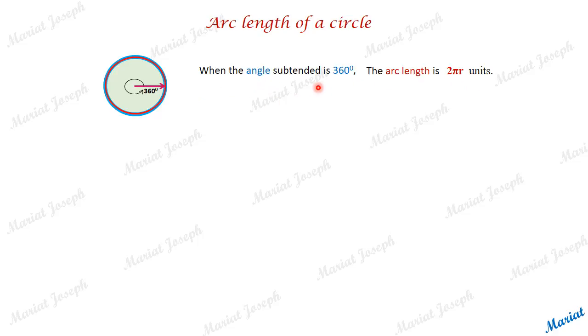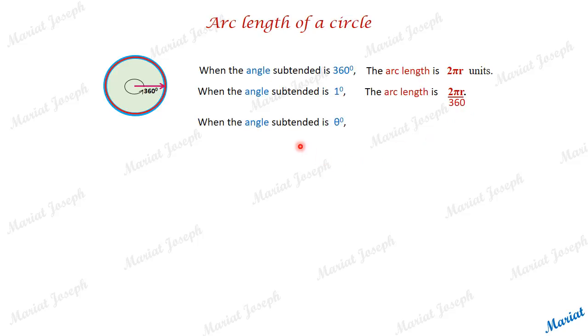So, when the angle subtended is 1 degree, then the arc length will be 2 pi r upon 360 units. So, when the angle is theta degrees, the arc length will be 2 pi r by 360 into theta. This is the formula to find the arc length when the angle is measured in degrees.